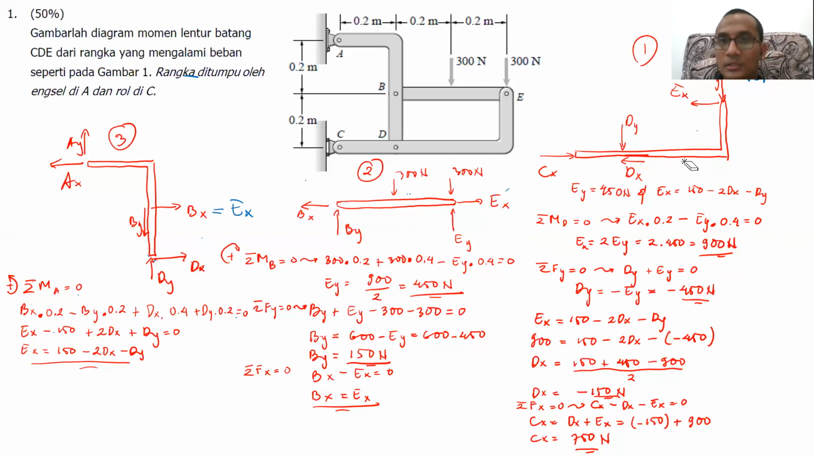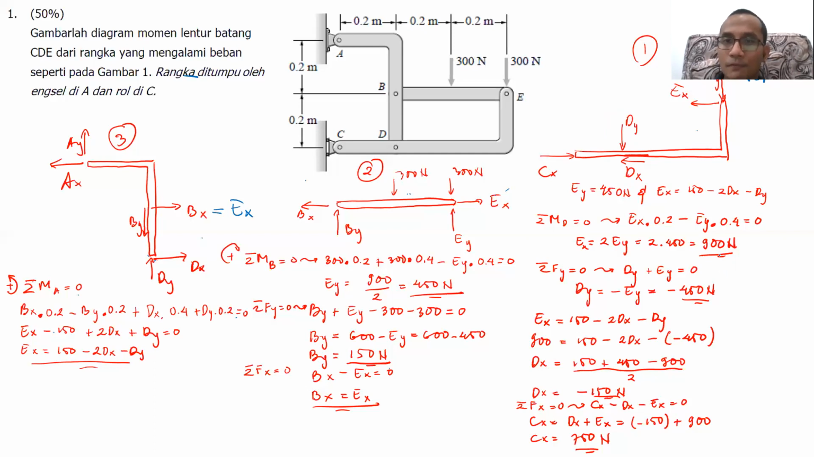Sorry, not sigma fx equal to 0. I'm so sorry, because we can't do that because cx is there as well. So by using sigma fy equal to 0, because the y component here is only ey and dy, where ey we already know the value, we can find the value of dy using sigma fy equal to 0.